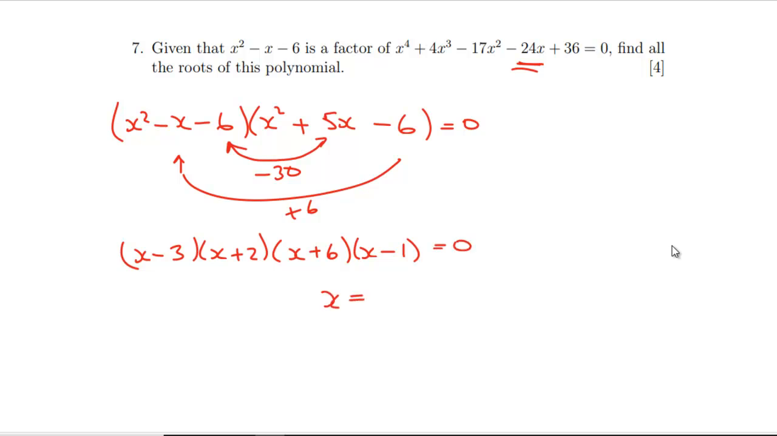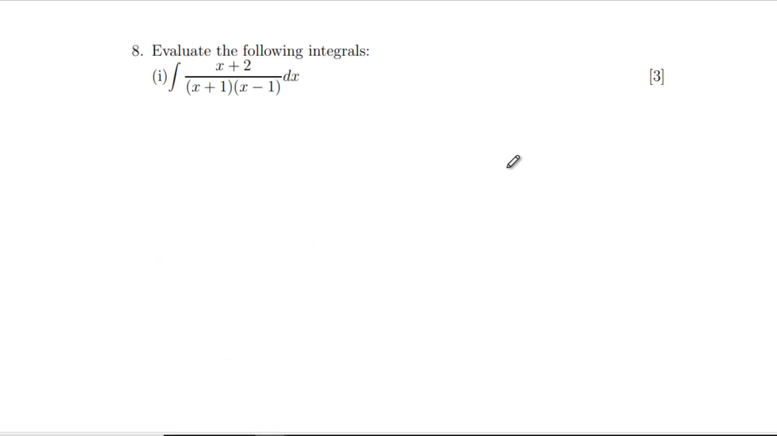So we've got x is equal to, well, let's try and put them in order. Minus 6, minus 2, 1, or 3. Right, so it's another quick one. Of course, you can do the long division on all of these factors, but I just find it easier talking through it that way.